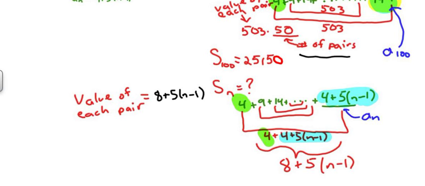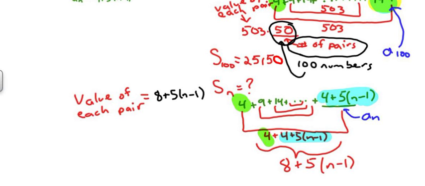So now all we need to do is know the number of pairs. We already have the value of each pair. Now we need to know the number of pairs. If we knew how many times we have 8 plus 5 times n minus 1, we could get our answer. Up here we had 50 pairs because there were 100 numbers. We paired them up. So we have half of 100, or 100 divided by 2, which is 50 pairs, because we paired all 100 numbers up. So we have 50 503s.